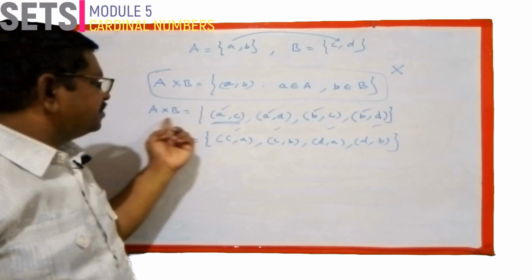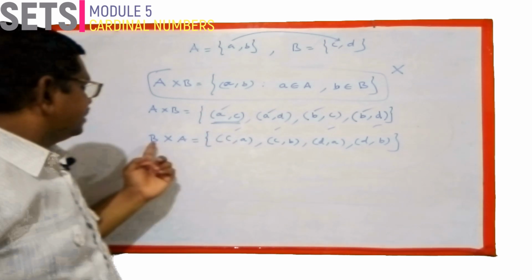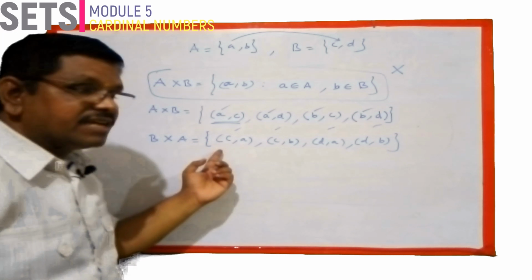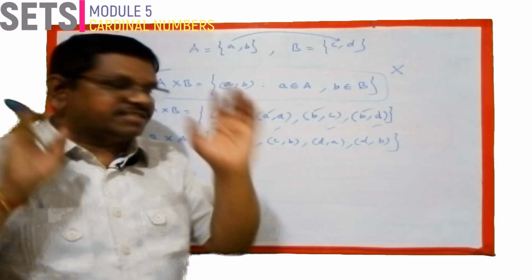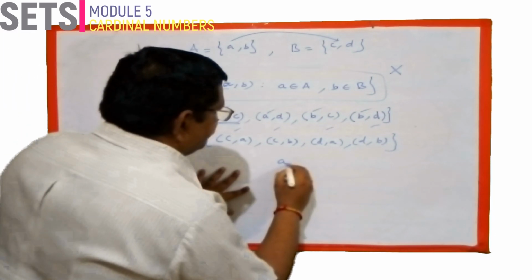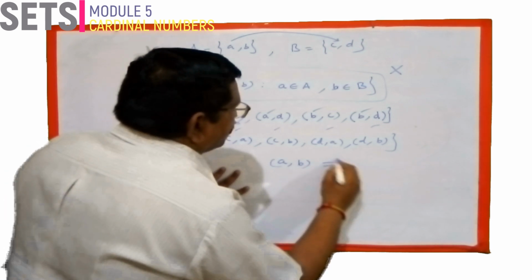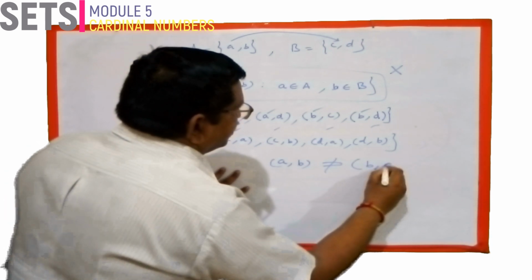Here in A cross B we have got A comma C. Here in B cross A we got C comma A. These elements are not same. A comma B is not equal to B comma A.